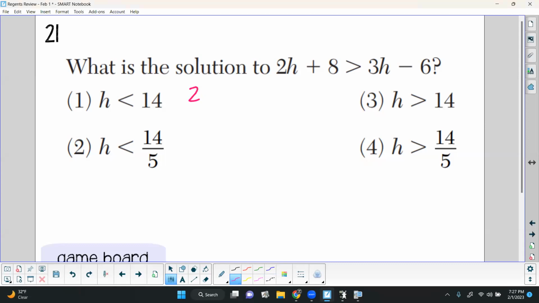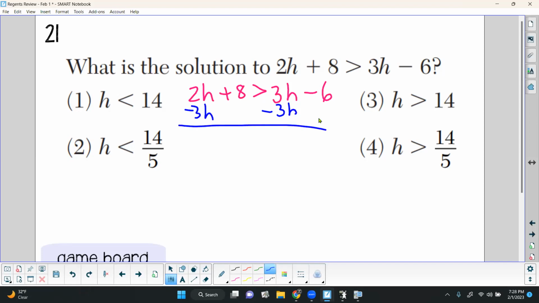Now, depending on how you solved it, you can either subtract 2h from both sides, or you can subtract 3h from both sides. Not sure which one you chose to do. I'm going to subtract 3h only because I prefer my variables on the left. If I do that, though, I will get a negative coefficient here.